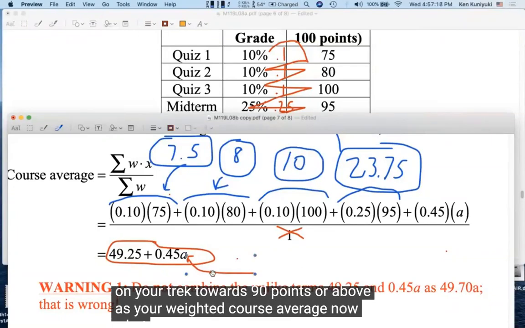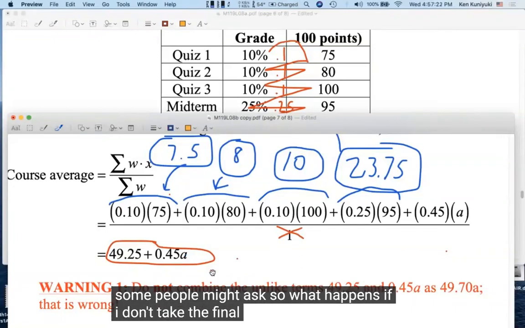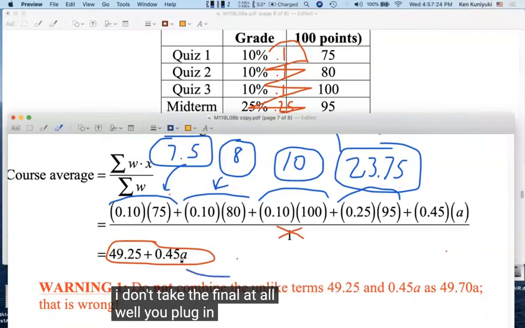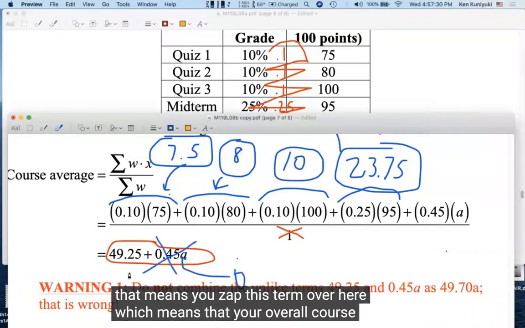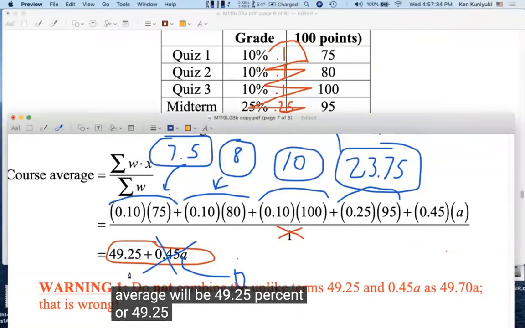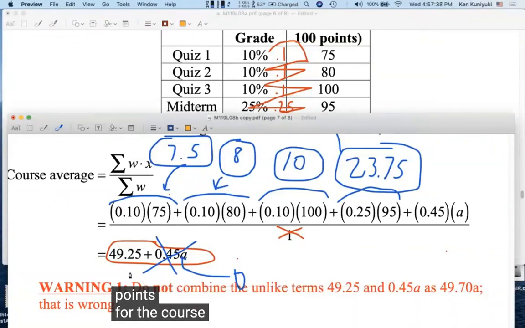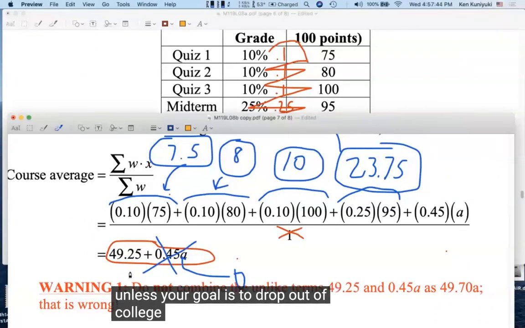Now, what if you don't take the final at all? Some people might ask, so what happens if I don't take the final at all? Well, you plug in 0 for A. That means you zap this term over here, which means that your overall course average will be 49.25%, or 49.25 out of a maximum possible 100 points for the course. That's probably not enough. So you probably want to take the final, unless your goal is to drop out of college.